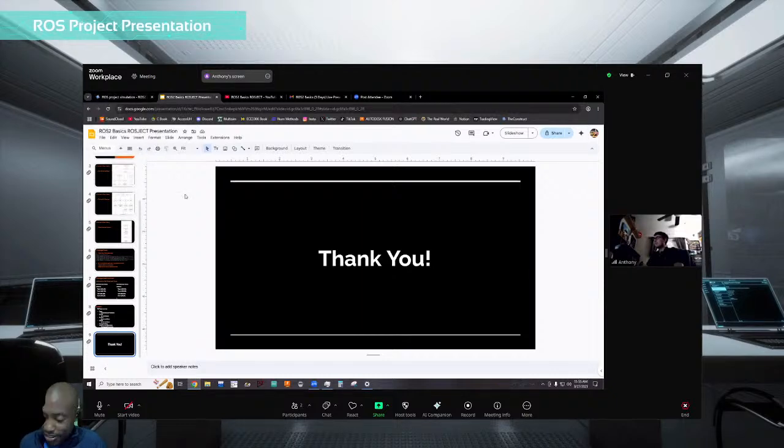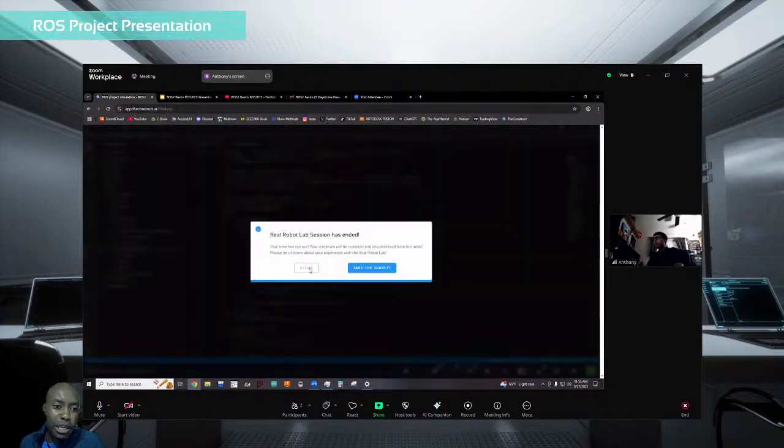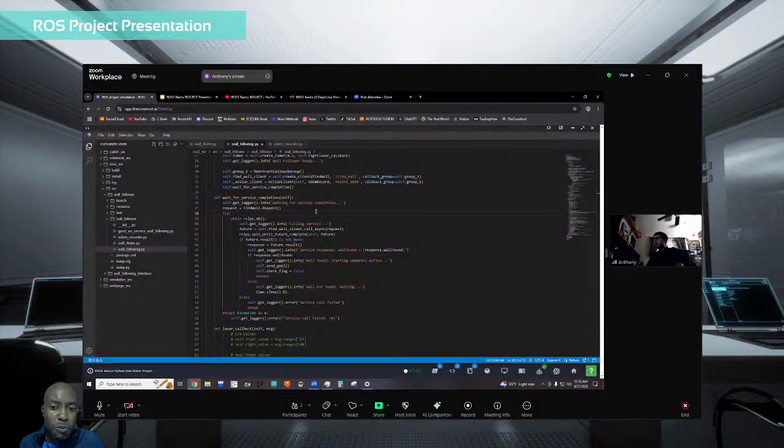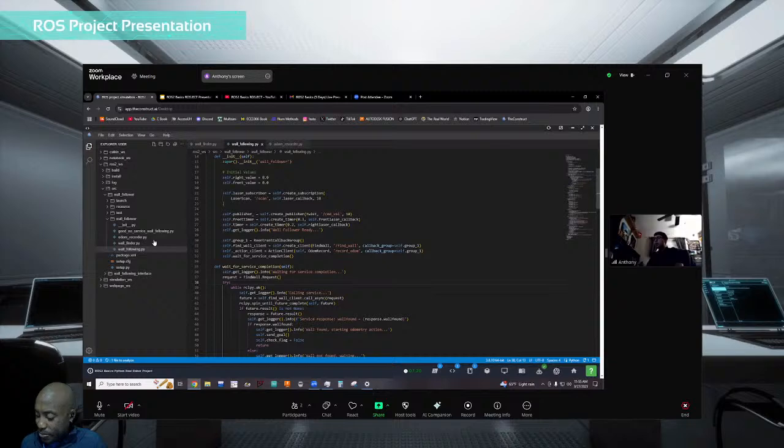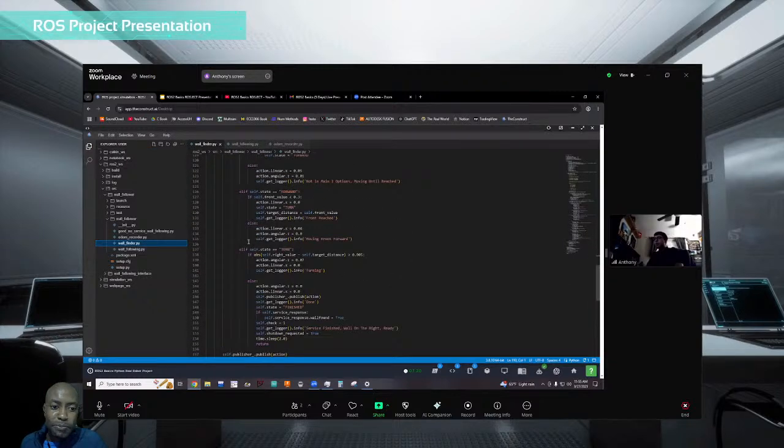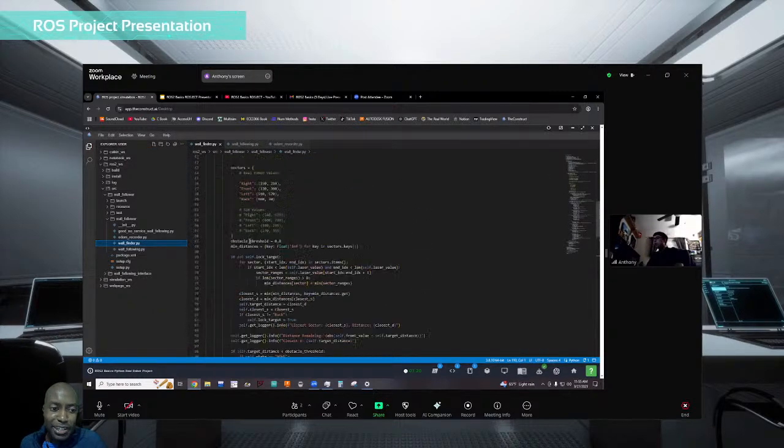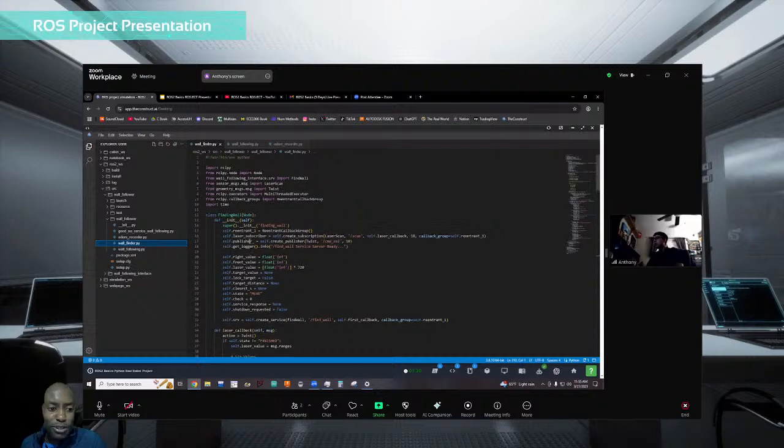I have a couple of questions. I wanted to ask you, somewhere in your code you made use of re-entrant callback groups, right? Can you explain to me the logic behind that choice? Because you have other types of callback groups you could have used.